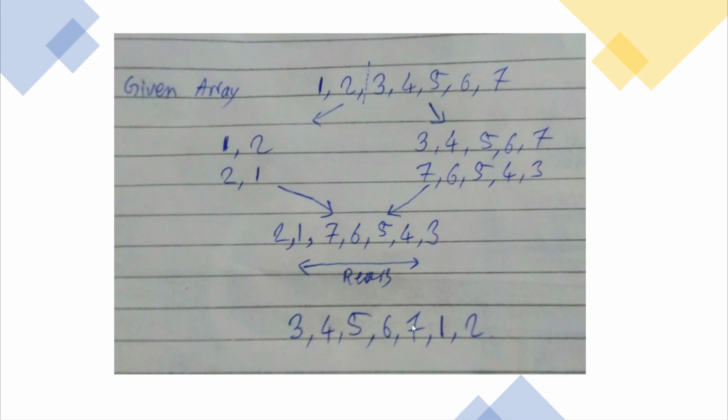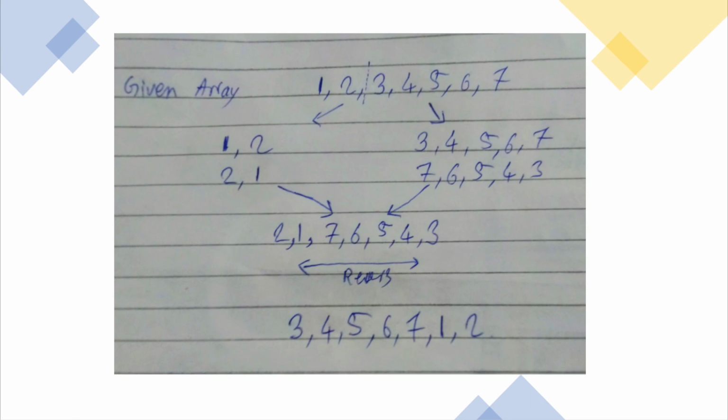After this you have to reverse the whole result, which will give us 3, 4, 5, 6, 7, 1, 2. So from our initial given array, that is 1, 2, 3, 4, 5, 6, 7, we had to rotate two digits towards the left. So the result would be 3, 4, 5, 6, 7, 1, 2. This is how we are going to get today's solution.